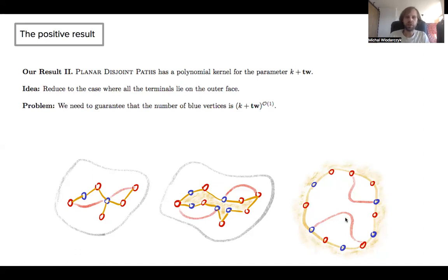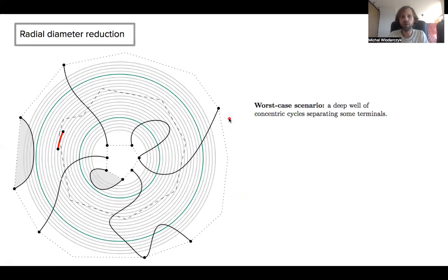But there is a catch. In order to preserve this structure of disjoint paths, we must treat these blue vertices as additional terminals. So we need to guarantee that their number is small, that it is polynomial in the parameter. So what can go wrong?